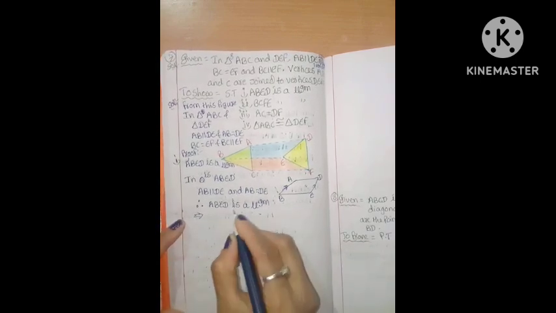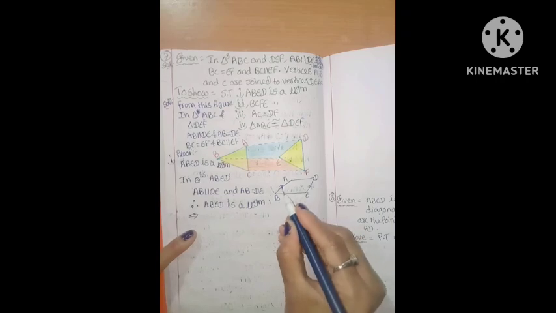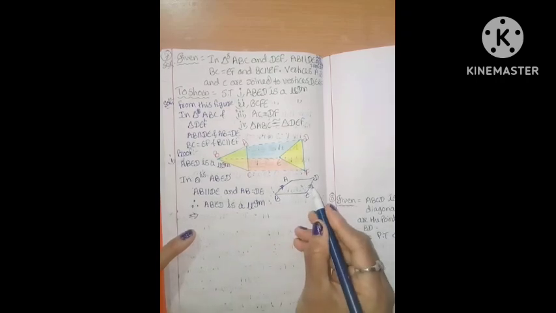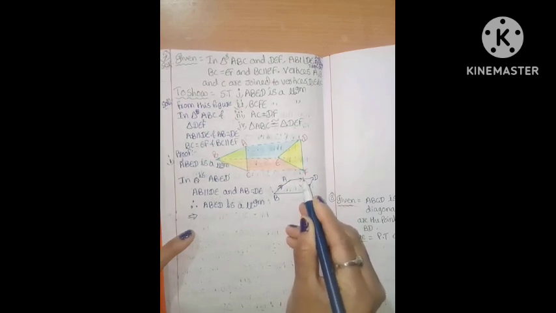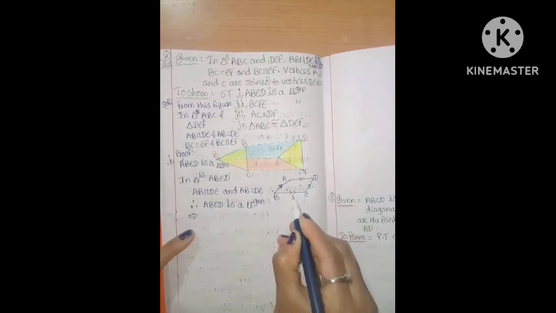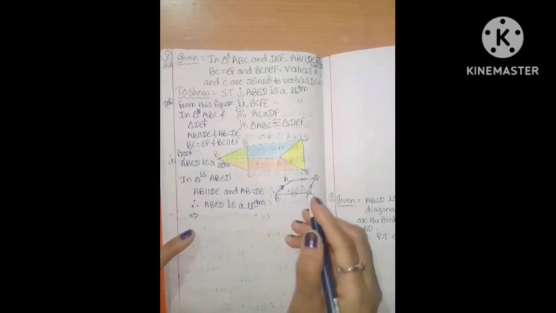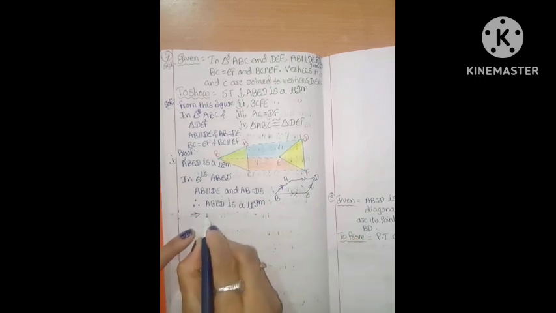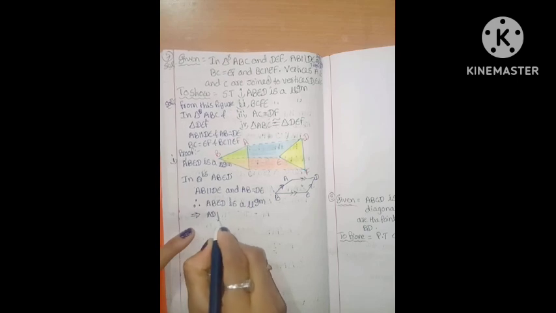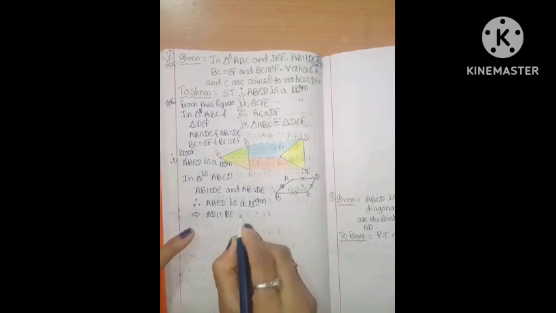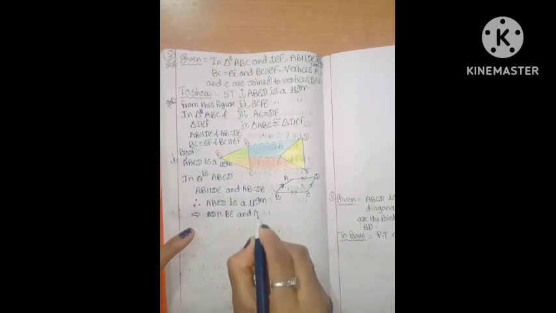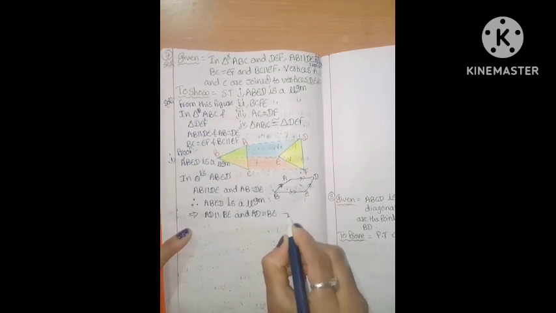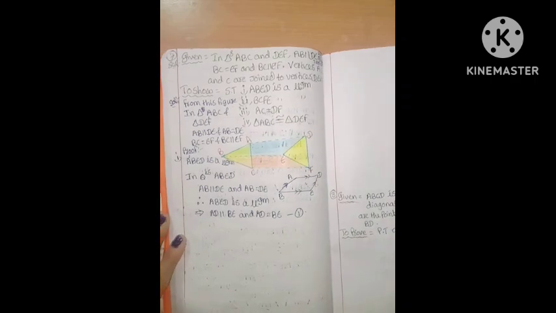Next, it implies ABED is a parallelogram. So then the other opposite sides are also parallel. In a parallelogram, both pairs of opposite sides are parallel. So it implies AD is parallel to BE, and this means AD is equal to BE. This is equation number 1.